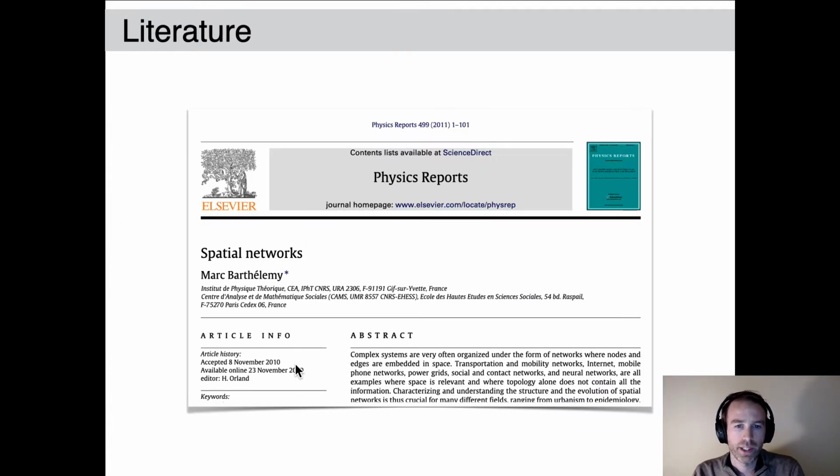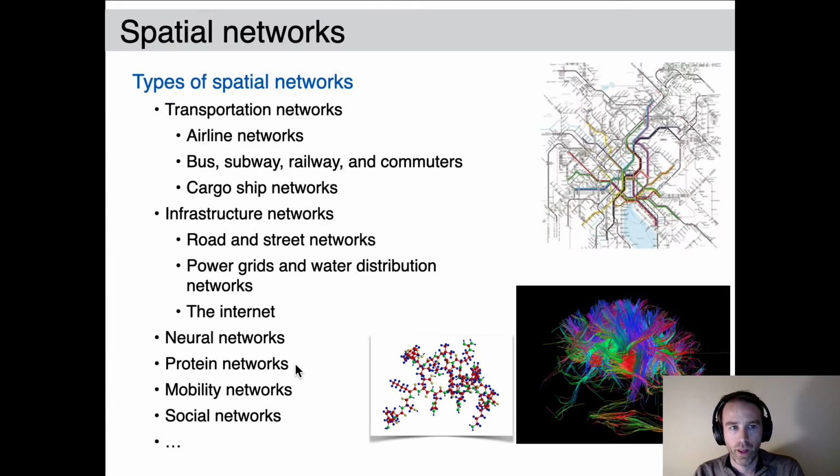I also want to stress that many elements of this class are taken from this review from Marc Barthélemy. So if you want to know more on the topic, it's a good place to start.